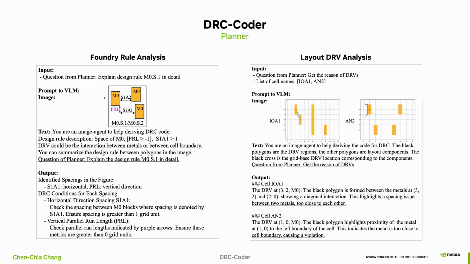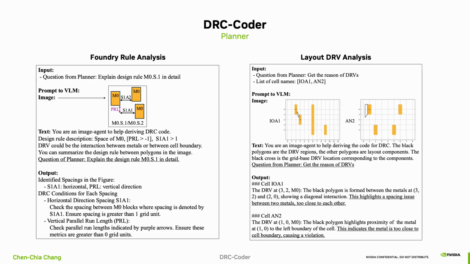So right now the planner wants to get the reasons for the DRVs, and the VLM can help us identify that. Based on the left cell, this highlights the spacing issue between the two metals, which are too close. And for the right cell, it notes that the metal is too close to the cell boundary, which caused a violation.